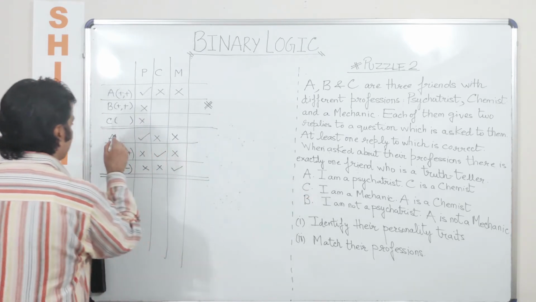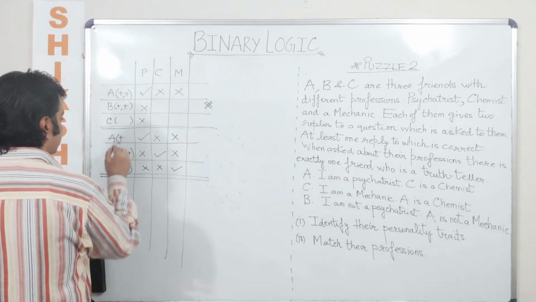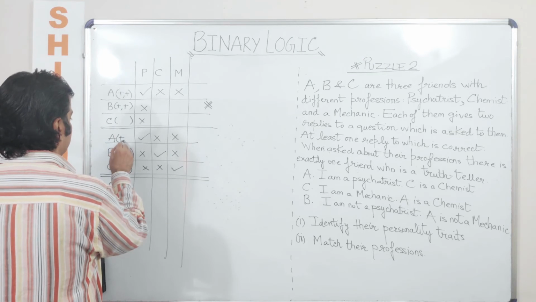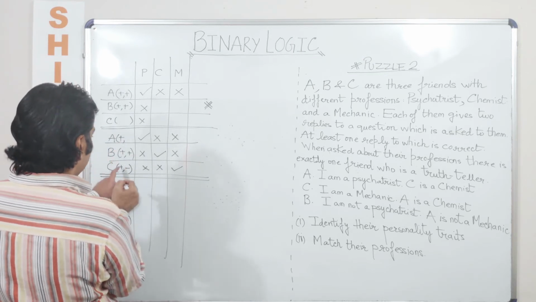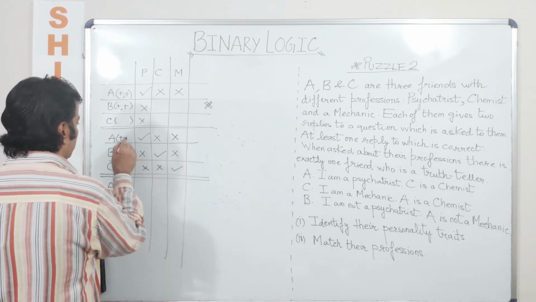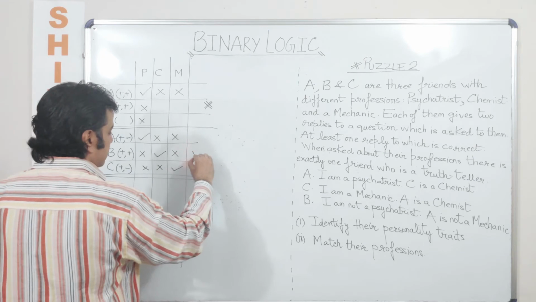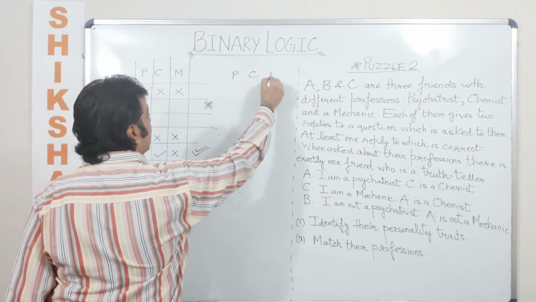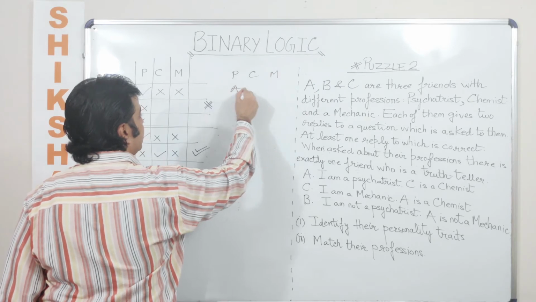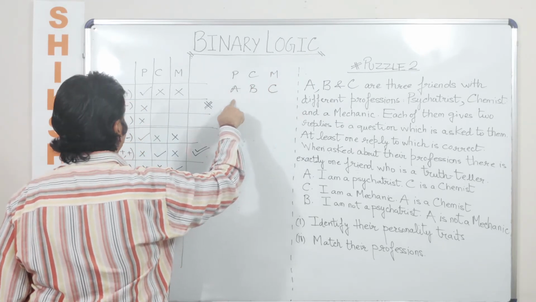A says I am a psychiatrist, which is correct. And second is C is a chemist. C is a chemist, which is not correct because C is a mechanic. So this matches. I am taking a double tick mark. And now I am taking their professions. I am matching their professions with their personality traits.